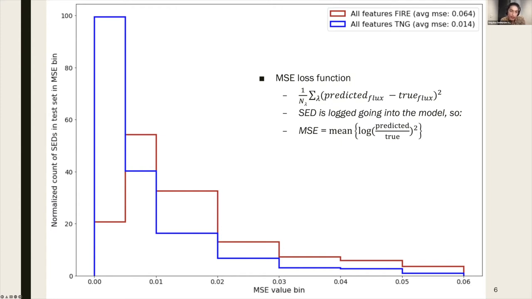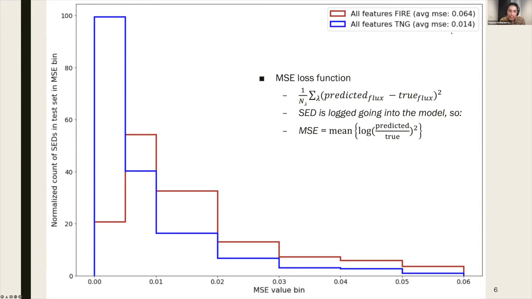And those are the values plotted here for all of the halos in the test sets for both Fire and TNG. As you can see, the Firebox data peaks at a higher MSE bin than TNG50, and the distribution of it is wider as well. The average MSE for Firebox is 0.06 and for TNG is 0.01.